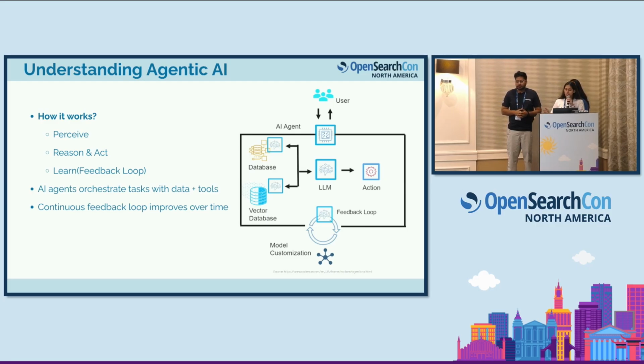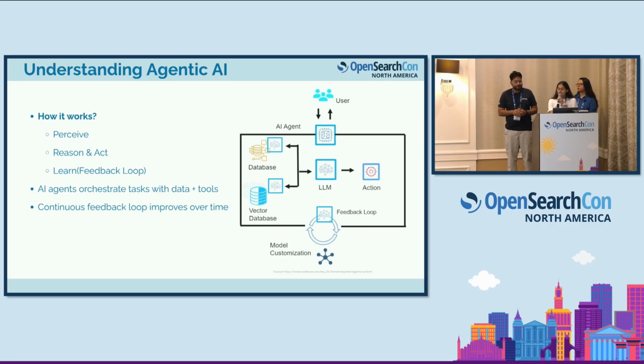Guardrails are placed here to ensure safety and correctness. As I mentioned in the example of booking the flight, when you are asking your agentic AI to book a flight for you, you don't want to give it the details of your cards or your personal details. So you need to place some guardrails so that your safety is also intact. Then it learns.